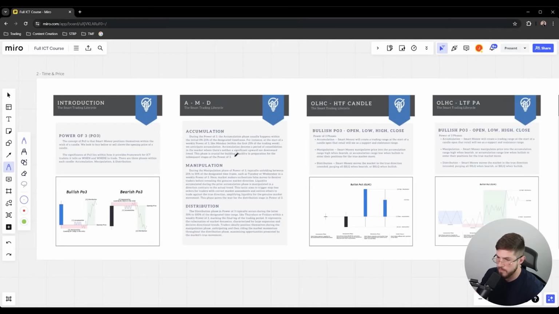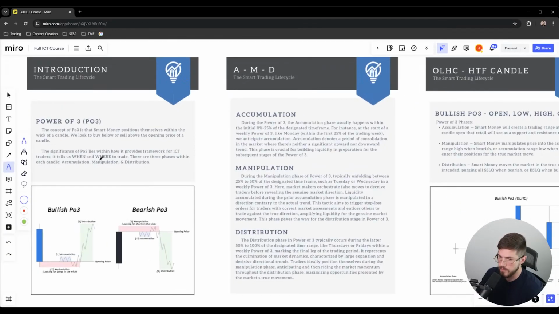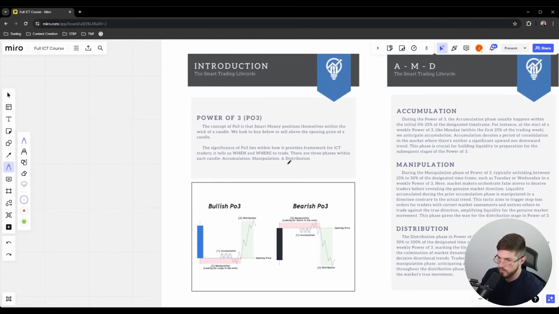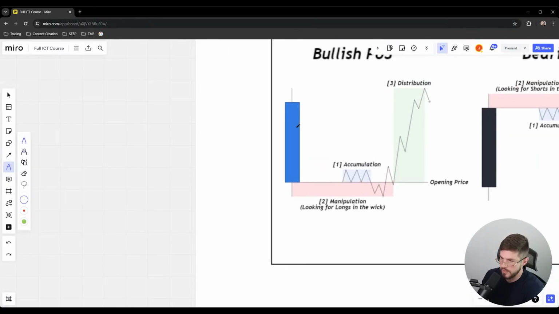So first, you must understand the power of three. So the power of three refers to candle formation, okay? Every candle, I want you to understand that every candle has a body, every candle has a wick. So let's just say if you're trying to get in on this weekly candle, you're just trying to catch the weekly expansion. Your goal is to get in on this wick.